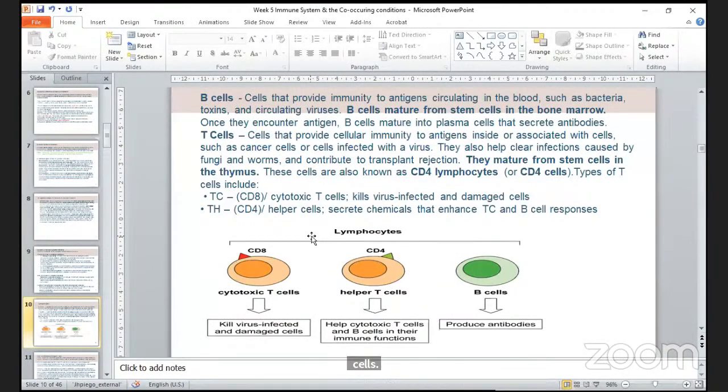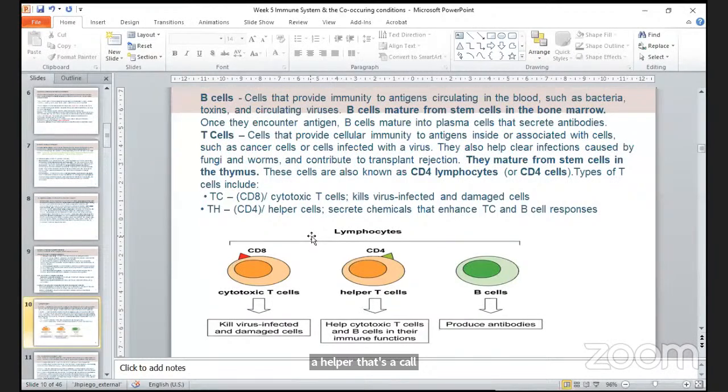The CD8, their work is to kill the virus-infected and damaged cells. They deal with the cells that have been attacked by the virus. They are also called cytotoxic T cells. Then the CD4, our main guy here, their main work is to help the cytotoxic T cells, or the CD8, and the B cells in their immune functions. It's a helper. That's why it's called the helper T cell, or the CD4.